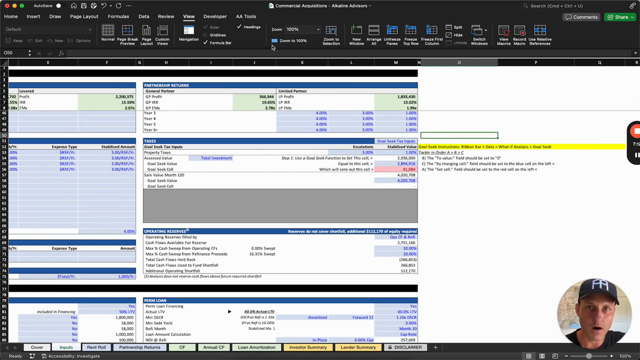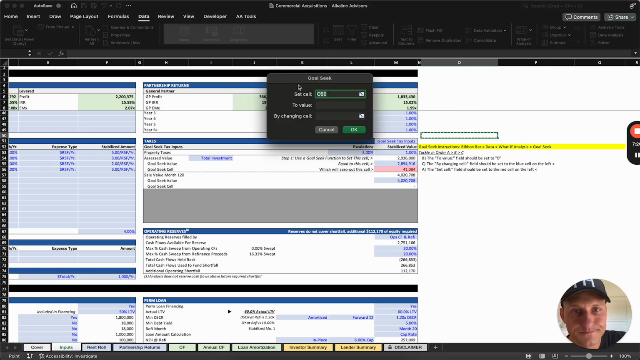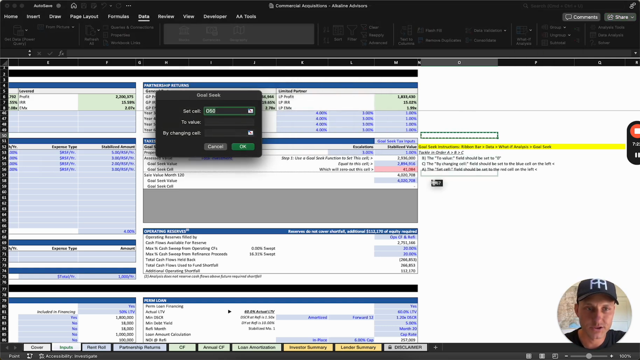You go to the ribbon bar up top, you go to data. So if we click data, you go to what if analysis, we click what if analysis, and then you click goal seek. And then we have some instructions. So A, the set cell field should be set to the red cell on the left. So this is the set cell field. All we do is click the red cell. B, the to value field should be set to 0. So to value should be 0.